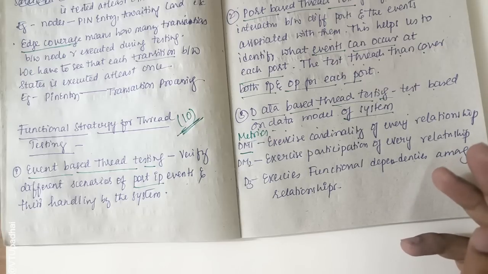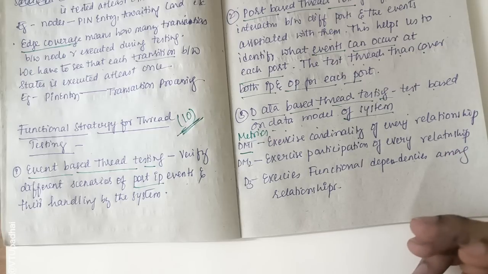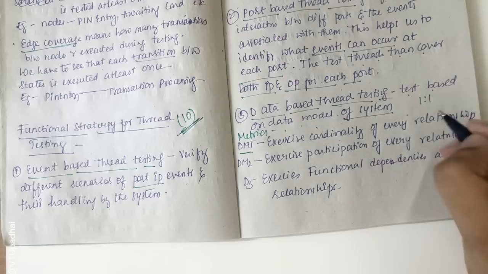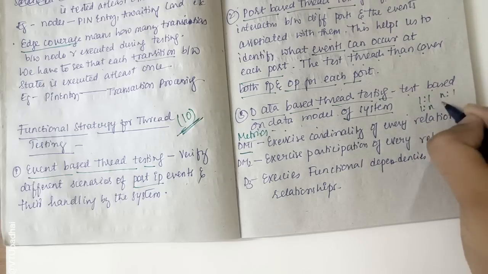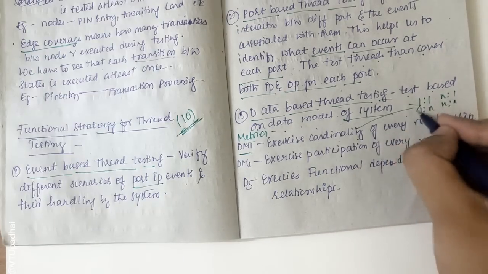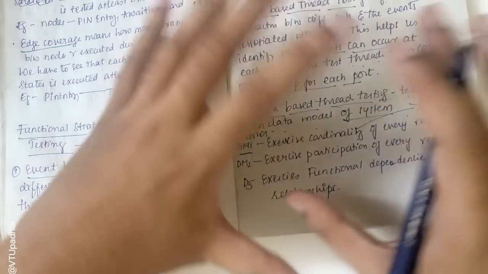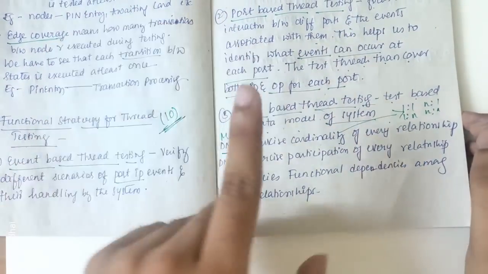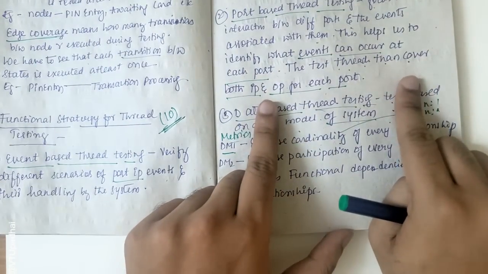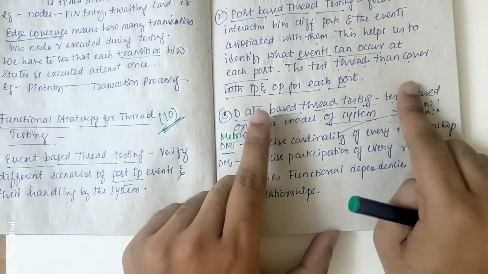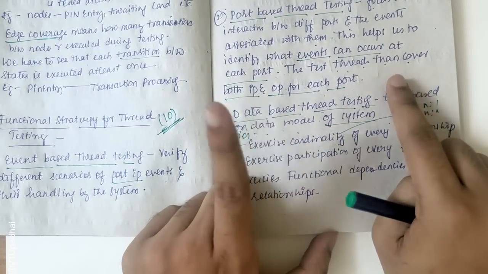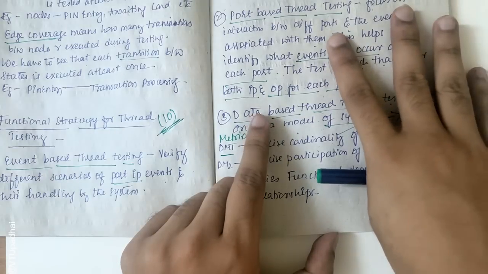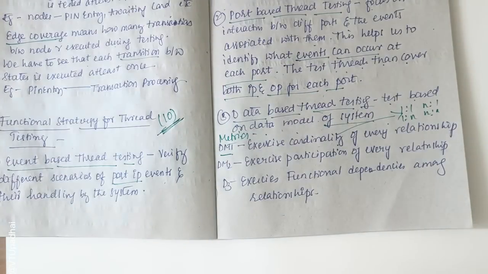Cardinality of every relationship means we have to make sure whether it is 1:1 or 1:n or n:1 or n:n. These are all cardinality ratios, right? So I have to make sure that in my database, all these cardinality ratios have been tested. One user can have one pin, or one user can have one card. One user can have many transactions, not at the same time, but in general. So all those cardinality ratios should be taken care of.